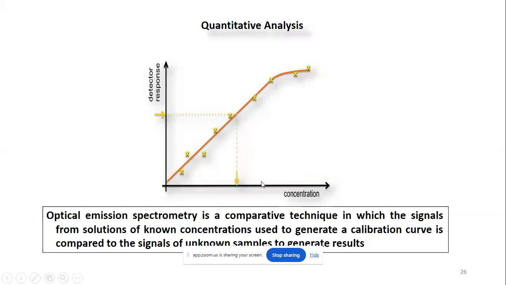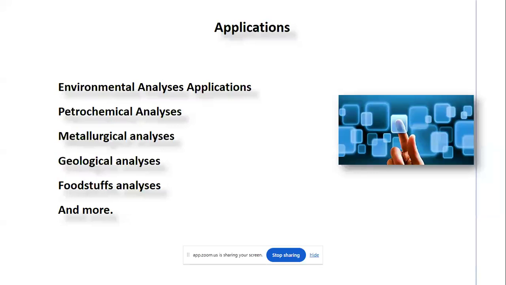So optical emission spectroscopy is a comparative technique. Obviously, the signals from the solution of known concentration are used to generate the calibration curve, compared to the signals of the unknown sample. This is the same thing. We need to calibrate the instrument first, and we need to tell it that this particular concentration, assume this particular concentration is 1 mg per liter. So this is a calibration curve we need to generate in all the techniques.